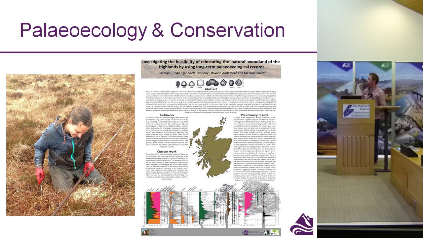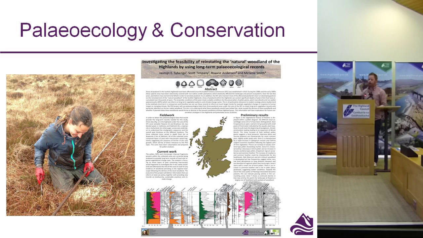So one of my other PhD students, Jasmine, has been doing a project looking at this. She's got 3 sites in the Highlands. She's looking to see what the native woodland was. Is it feasible to replant it in the areas where the Forestry Commission want to replant it? But also it gives us a really good biodiversity record, and biodiversity is something that we should be looking at as well. And that doesn't just come from pollen, but also from insects, and also from things like charred plant remains.